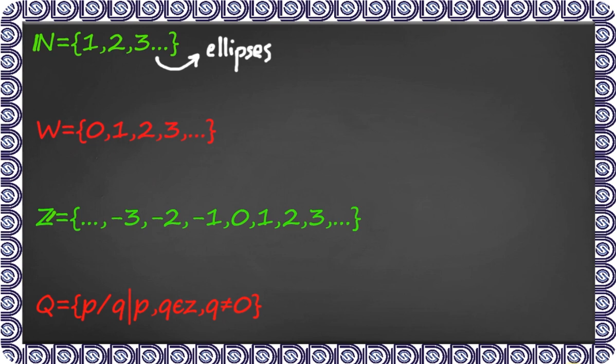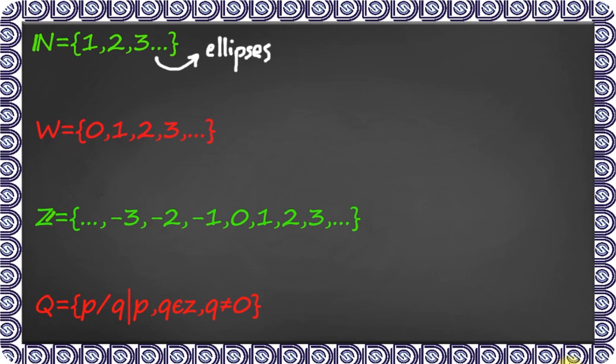So rational numbers I'm going to show by set builder notation: Q equals P over Q, such that P is an element in Z and Q is an element in Z, and Q is not equal to 0 because dividing by 0 is undefined. Set builder notation is another way to show the elements of a set.